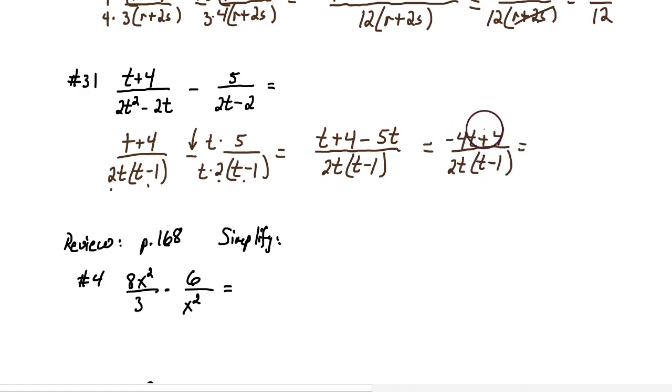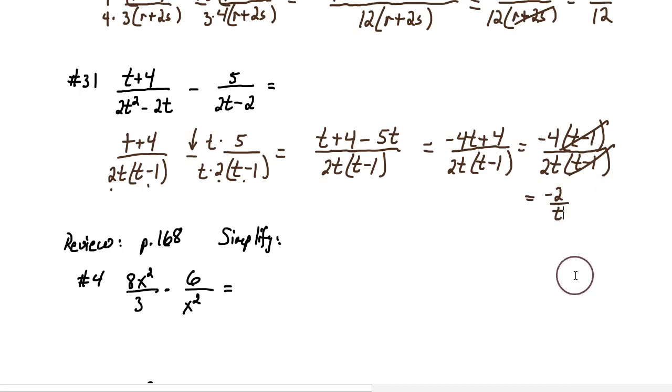Let's factor the top to see if it will create a common factor that can reduce away. It starts with a negative sign, so let's factor out a negative 4, leaving t minus 1. That's all over our denominator. Notice the t minus 1's cancel away. Also, negative 4 divided by 2 can reduce. So the final answer is negative 2 all over t.